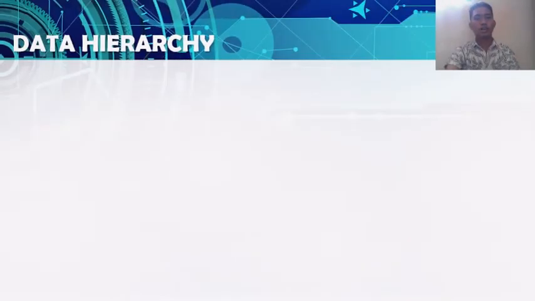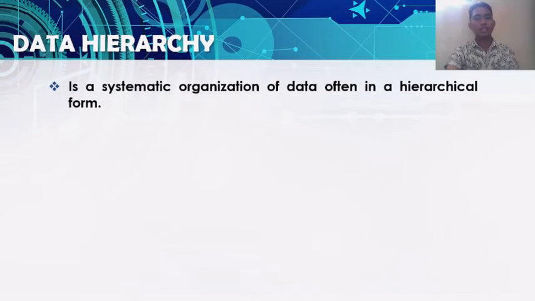So what is data hierarchy? It is a systematic organization of data, often in a hierarchical form. From the word hierarchy, the data is arranged or presented into ranks, orders, or layers. In computing, data is classified in a hierarchy in which a higher level of data consists of one or more items from the lower level.